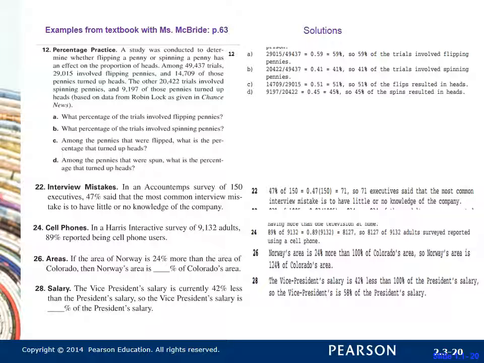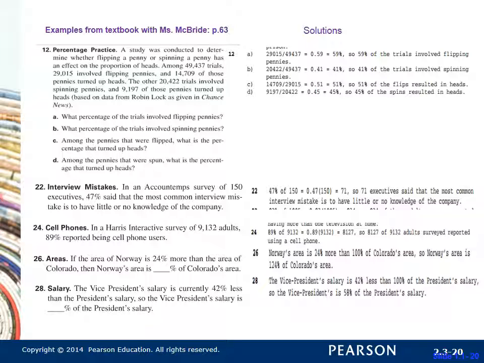The most common interview mistake is to have little or no knowledge of the company. So those of you who are going on interviews, that's an important piece of information. Always research the company and find out stuff about it, ask some questions about it. Look like you are interested enough to look them up. This is just a straightforward problem. We want 47% of 150. So we just multiply and then we state our result, which you can see.